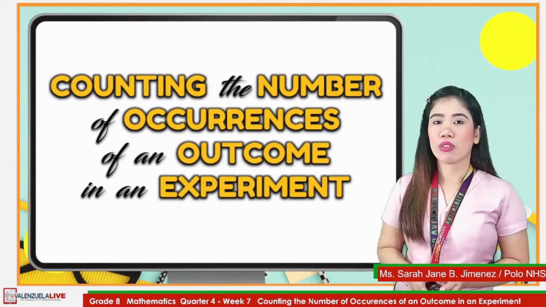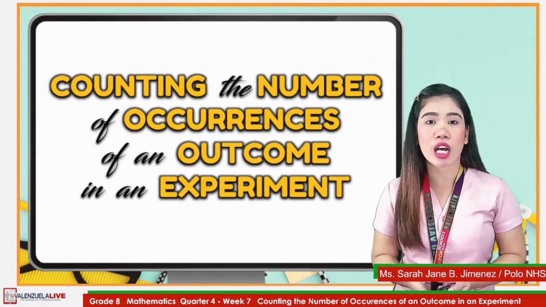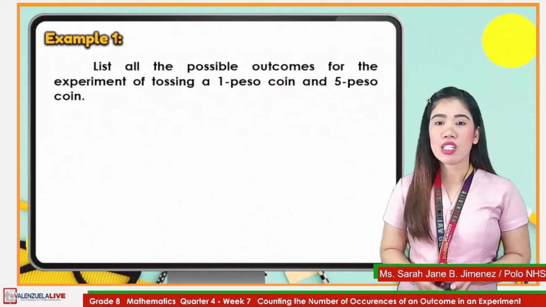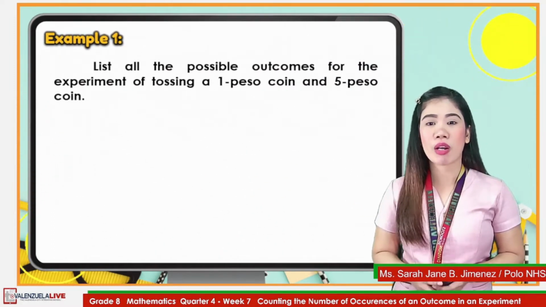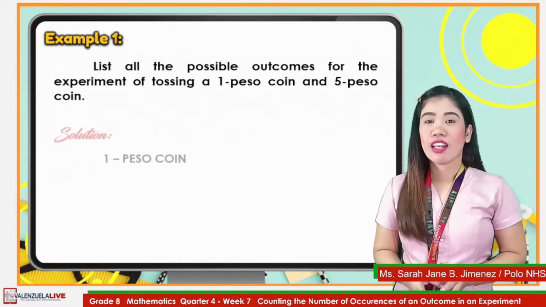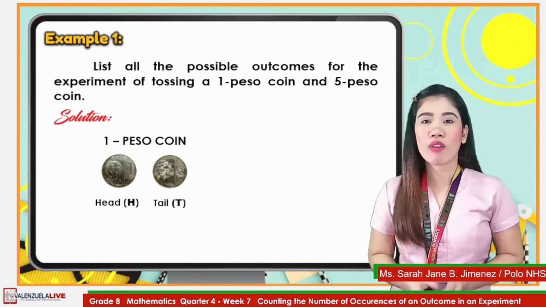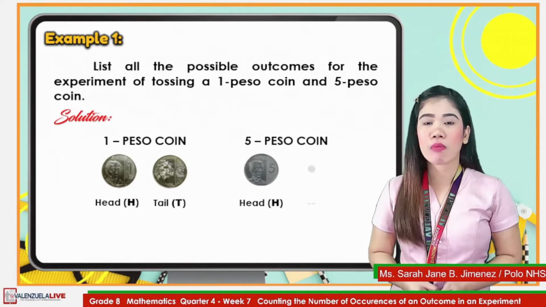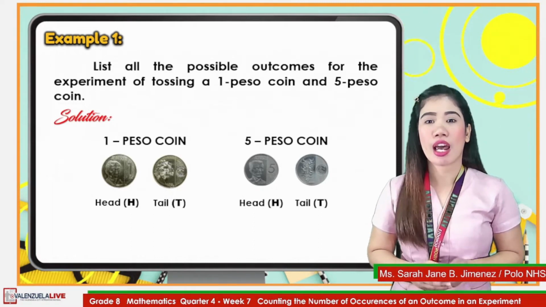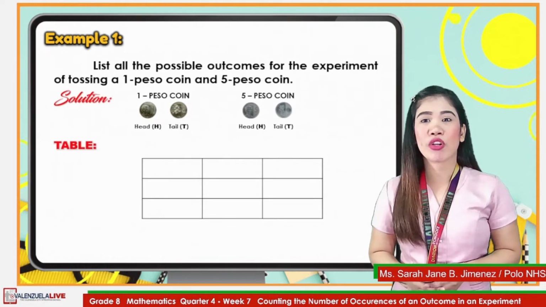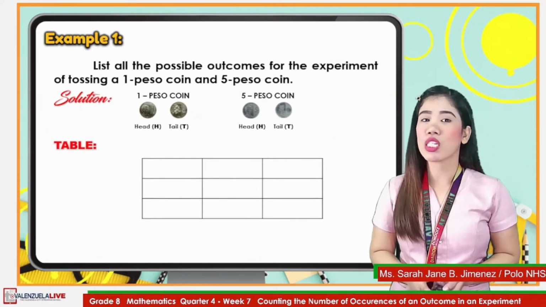Let us try to count the number of occurrences of an outcome in an experiment. Example number 1. List all the possible outcomes for the experiment of tossing a 1 peso coin and 5 peso coin. The possible outcomes for the 1 peso coin are a head or a tail. The possible outcomes for the 5 peso coin are a head or a tail. The list of all possible outcomes for this experiment can be shown using a table.